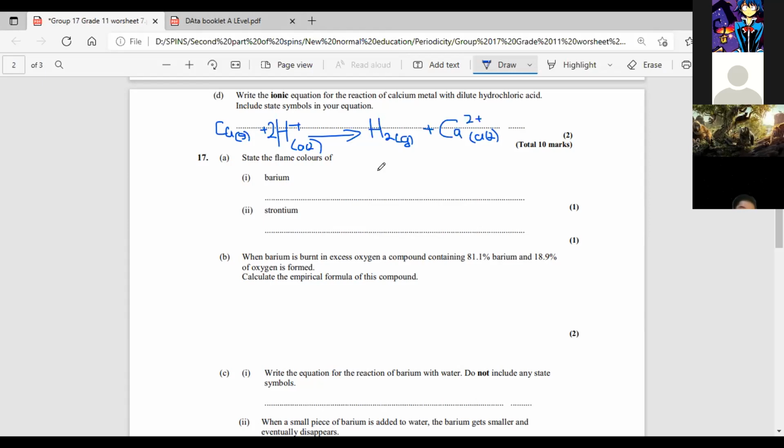Next, state the flame color of barium. Barium has a green color, and then for strontium, it has the color red.